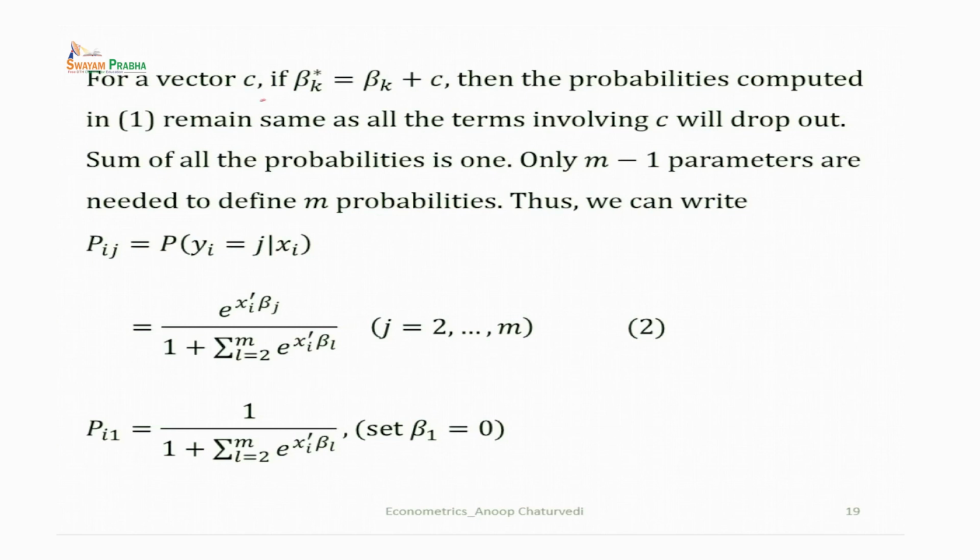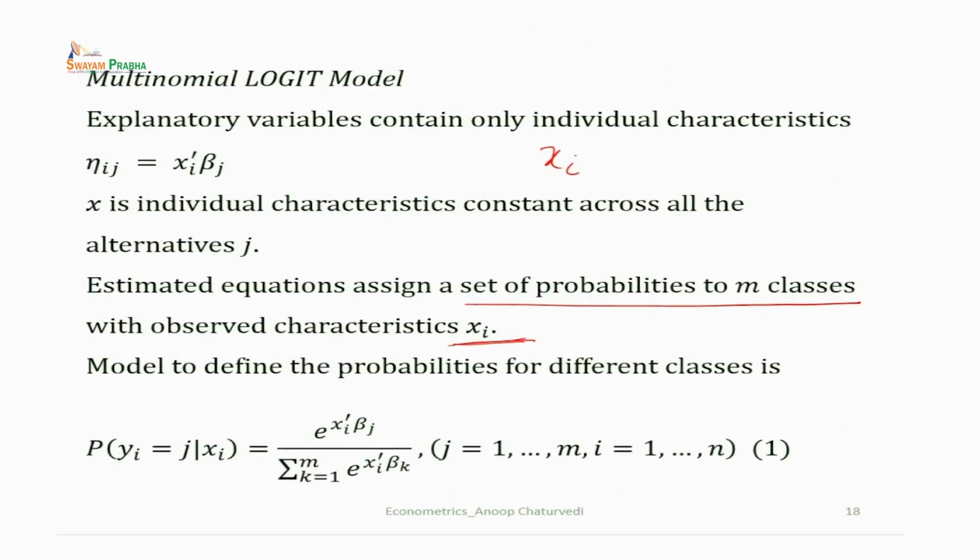Now, for the vector c, if we define beta_k star equal to beta_k plus c, then the probabilities computed in 1 remain the same, because if you add a constant c to beta_j, then what you get? e to the power x_i transpose (beta_j plus c), which is equal to e to the power x_i transpose beta into e to the power x_i transpose c.